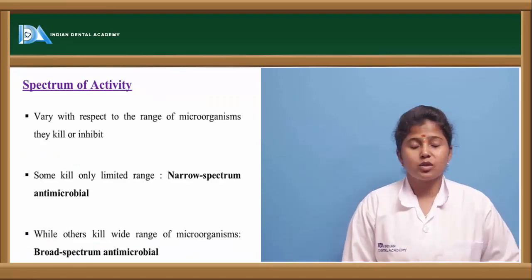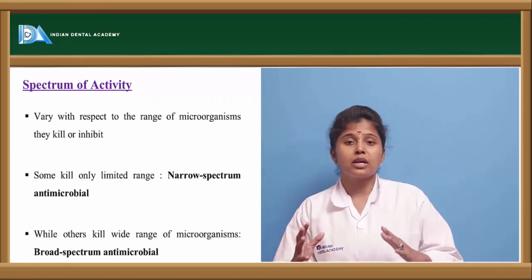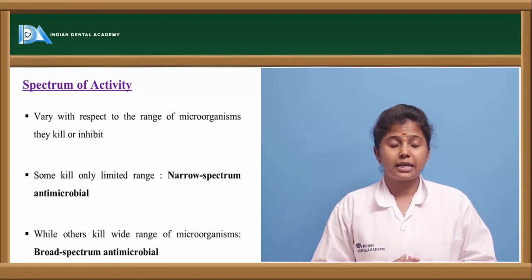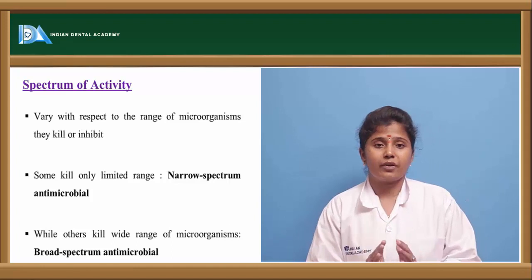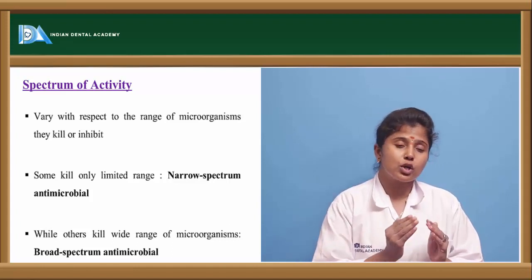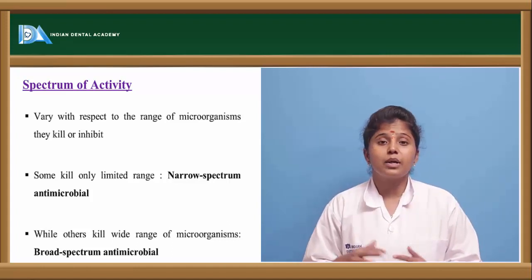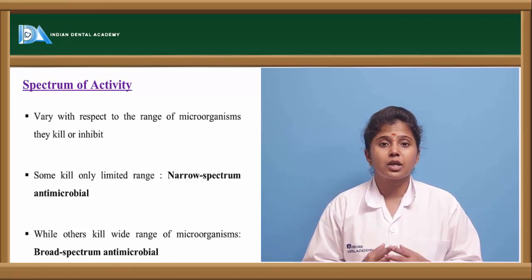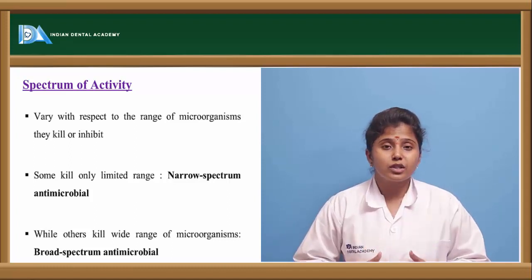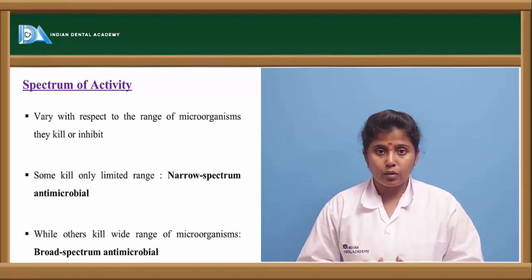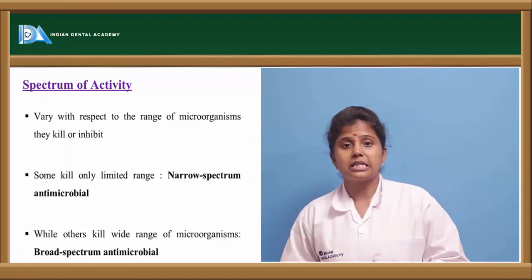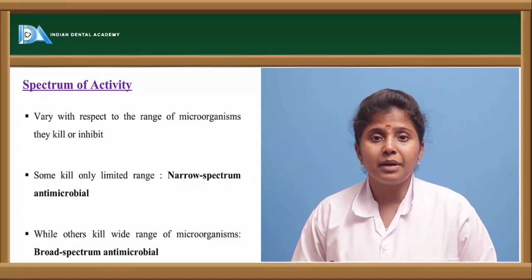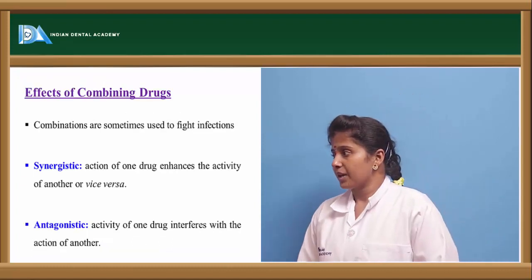Spectrum of activity. So what is the spectrum of activity? There are a few antibiotics or antimicrobials which are used only to treat limited infections caused by particular microorganisms. But broad spectrum antibiotics are those which are used to treat infections caused by various microorganisms. So based on the range of the activity, these are divided into broad spectrum and narrow spectrum.